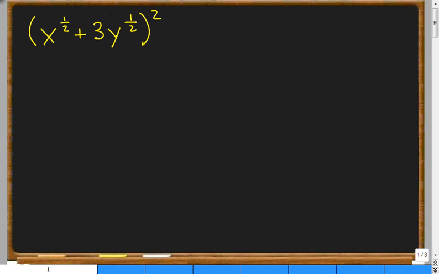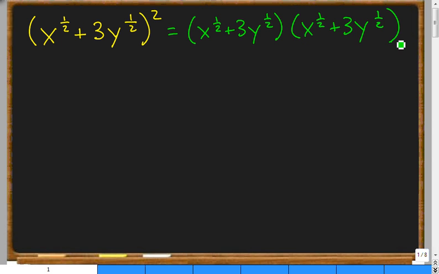Okay, so let's look at some examples with indices and surds. We have a problem here, (x^(1/2) + 3y^(1/2)) quantity squared. So this is a FOIL problem. It's the same thing as (x^(1/2) + 3y^(1/2)) times (x^(1/2) + 3y^(1/2)). So if you need to look at it in this way, that's fine.